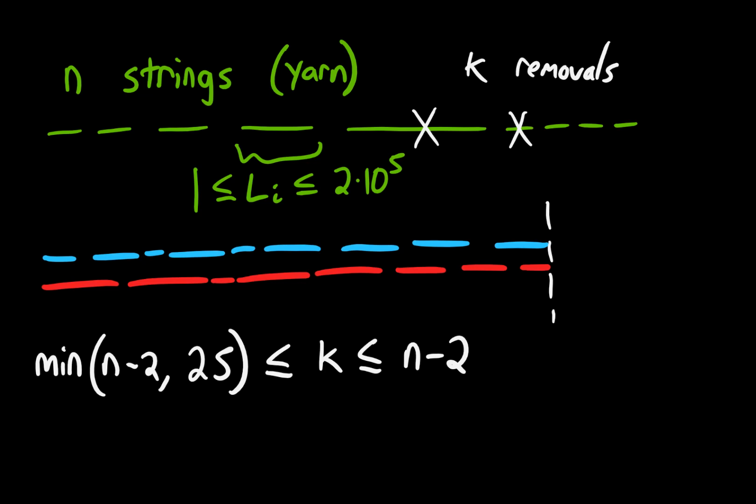This is a bit of a tricky bound, but one way of interpreting it is you're never allowed to throw away all of the string. That's why it's bounded by n minus 2. But you always are allowed to throw away up to 25 pieces, where 25 can be smaller if n is really small, but if n is really big, k will always be at least 25. The 25 bound gives you a lot of leeway in terms of what you can throw away, instead of having to use all the string at a given time.